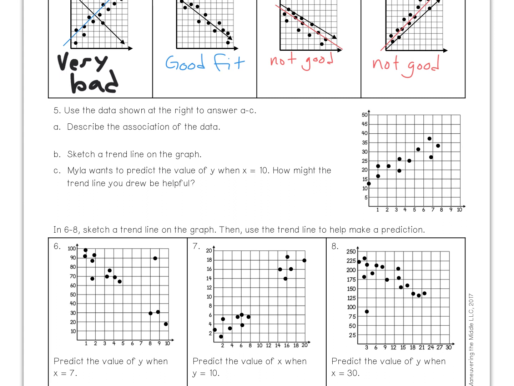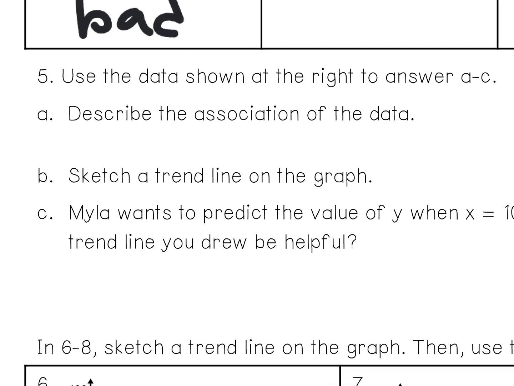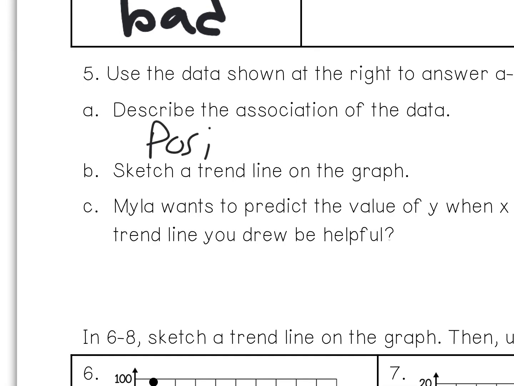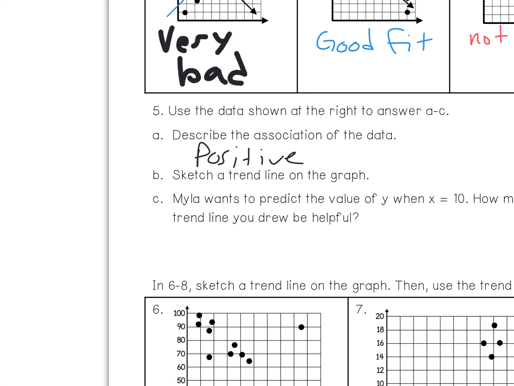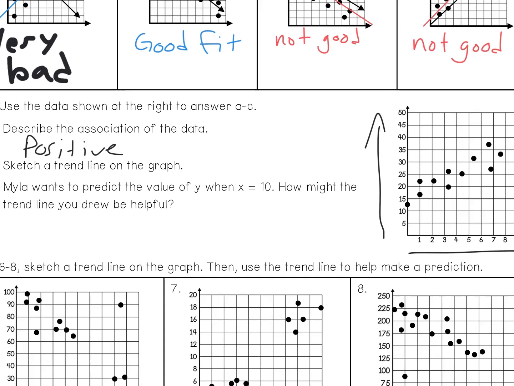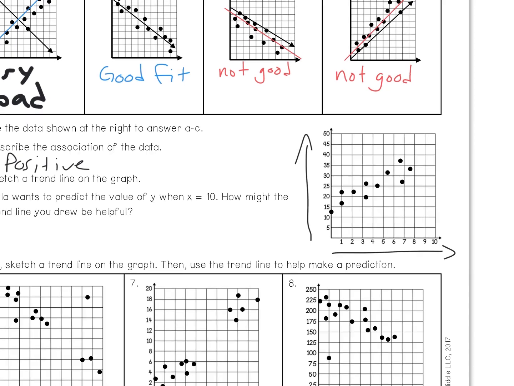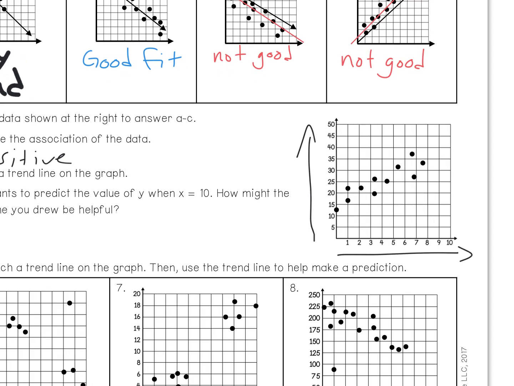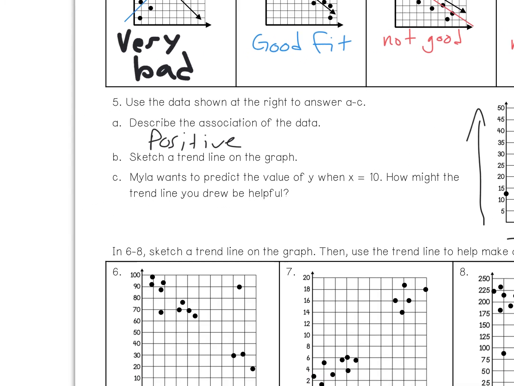So describe the association of the data for number 5. What kind of association is that? Positive. Okay, so how do we know that that's a positive association? Because as one value increases, the other value is also increasing. So remember, that's the definition for positive association, is that both directions are increasing.